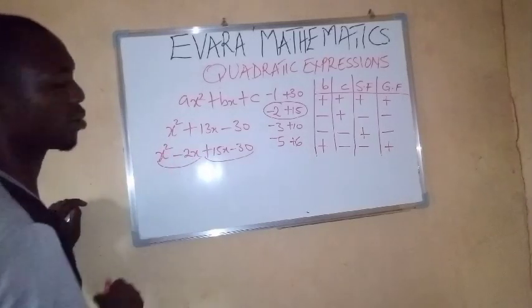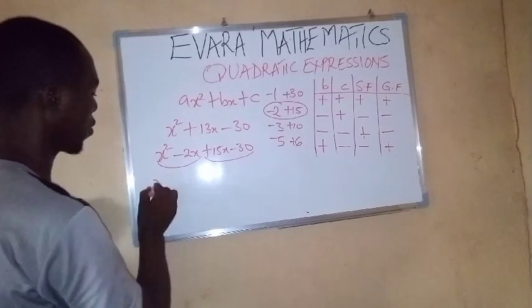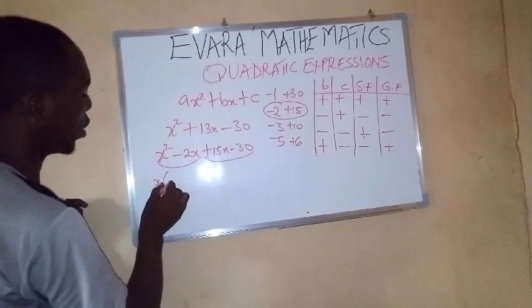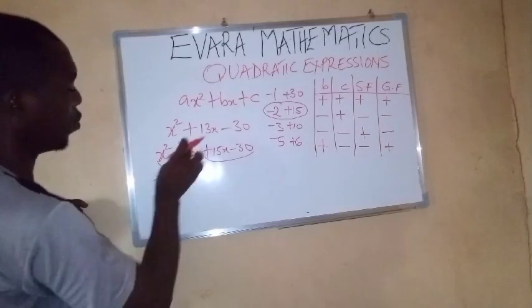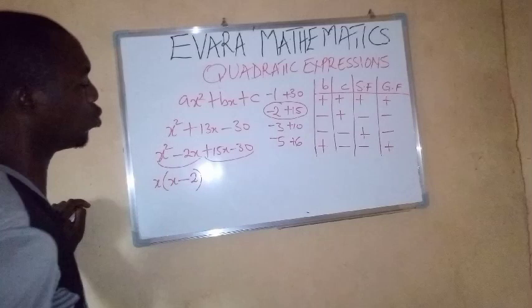X squared and 2x, what is common? X. This one is now left with x, and if you divide 2x by x, you are left with only 2.